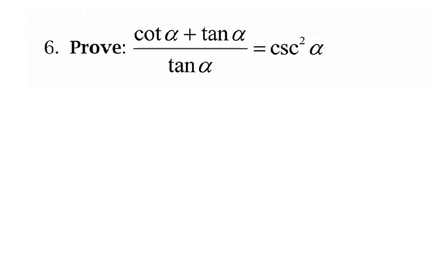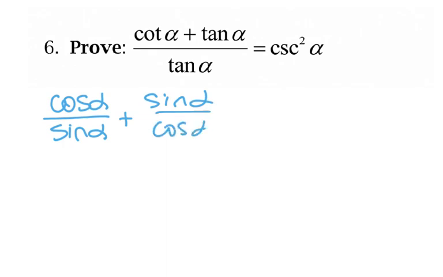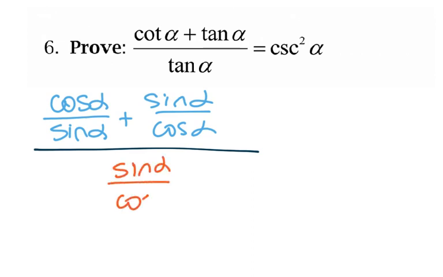And so again, notice that you've got this fraction bar right here, and this is going to be a complex fraction because you're going to have a fraction divided by a fraction. So let's go ahead and write it all out, and then we'll focus in on just the numerator, and then we'll focus on the denominator. So cotangent alpha is cosine alpha over sine alpha plus tangent alpha, which is sine alpha over cosine alpha. Then we've got our fraction bar, and our denominator is tangent alpha, so that's sine alpha over cosine alpha. Now remember, you cannot cancel those, and you cannot cancel those.